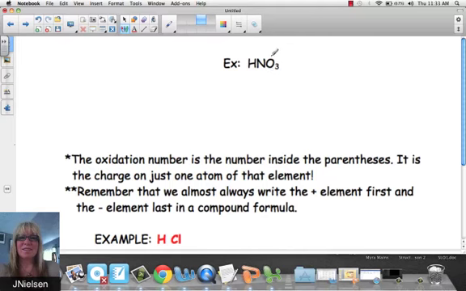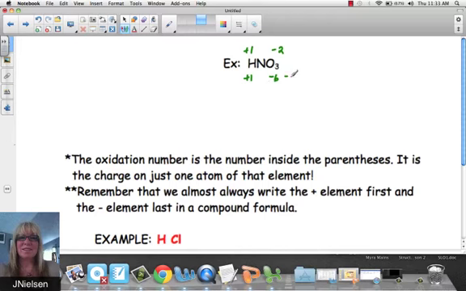Here's an example. When you have something with 3 elements, always assign oxidation numbers to the elements that only have 1 charge. So for example, when you look at oxygen on the periodic table, it only says -2. So -2 times 3, that's a -6 there. I'm just going to write that below it. Hydrogen has a +1 charge, and there's only 1 of them, so that's +1.